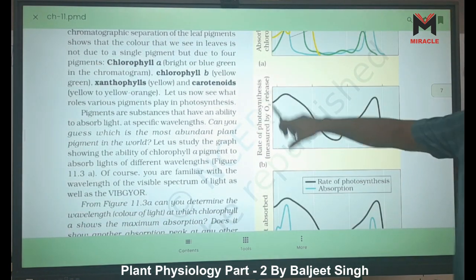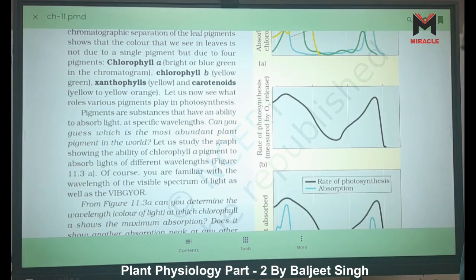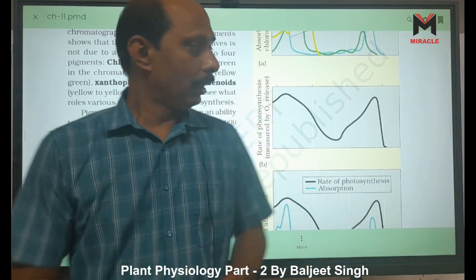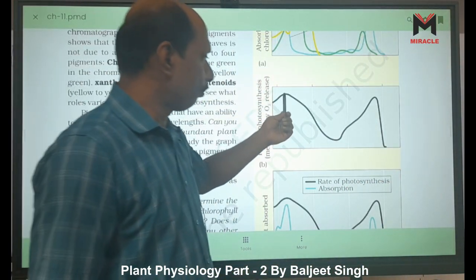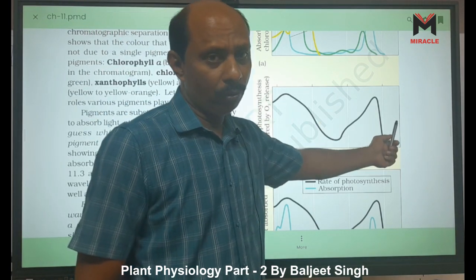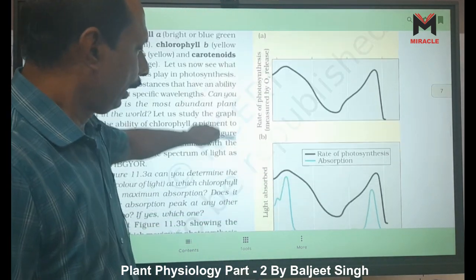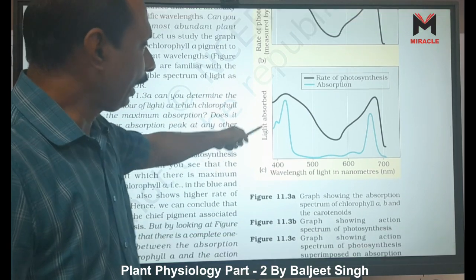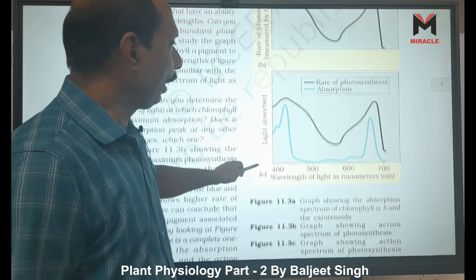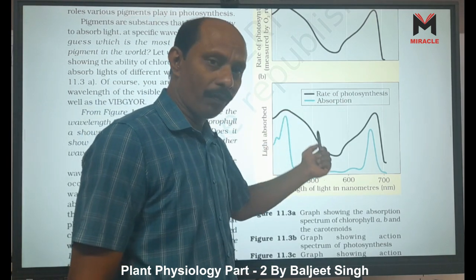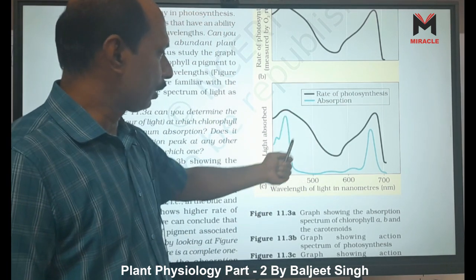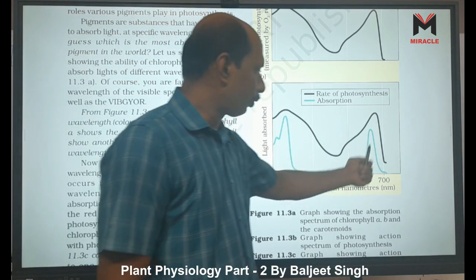Now the rate of photosynthesis is measured by oxygen released. How much oxygen is released is called the photosynthesis rate, right? What is given here? Maximum photosynthesis takes place in red and blue wavelengths, right? In the last graph, we have light absorbed and wavelength of light in nanometers. The black graph is the rate of photosynthesis, and the other is the rate of absorption of light.